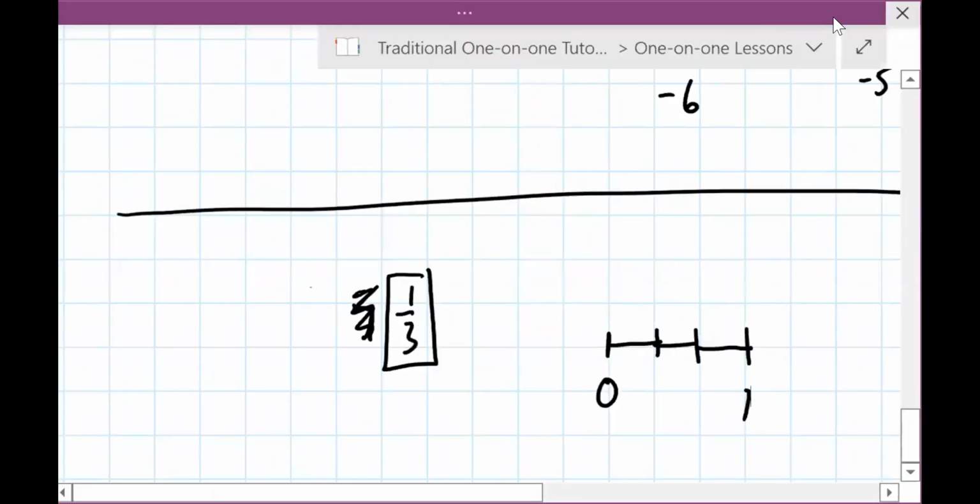Oops, sorry about that. Let me get that. Sorry, this window got messed up.